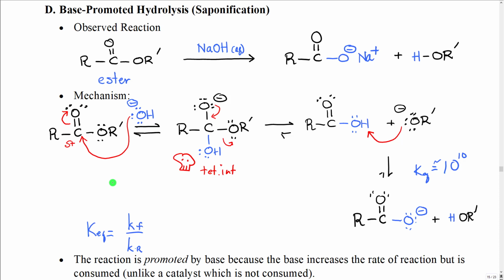We put in the base to make it a stronger nucleophile. That makes this first reaction much faster, so it increases the rate of reaction. But we can see that we put in one molecule of base at the beginning, and we don't get that hydroxide molecule back at the end. So therefore, in order for this to proceed, we're going to need one full equivalent of hydroxide, in other words, the same number of moles as the moles of ester that we're using. That's why this is called a promoted reaction.